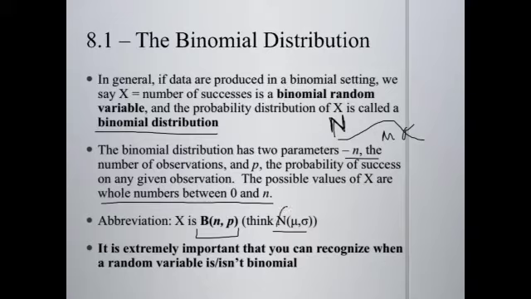Think back to when we were doing the normal notation. N represented that it was normal, mu represents our mean, and sigma represents our standard deviation. It is extremely important that you can recognize when a random variable is or isn't binomial. There are 4 conditions. We already talked about them in the last slide. So make sure you recognize if something is binomial or not.